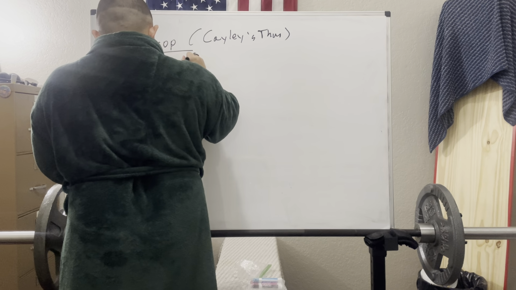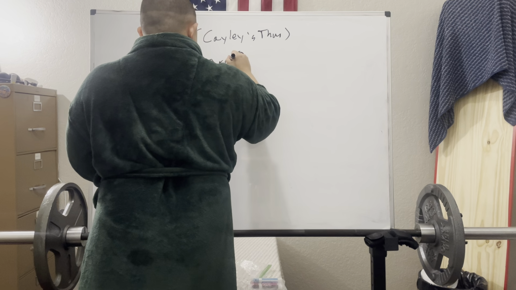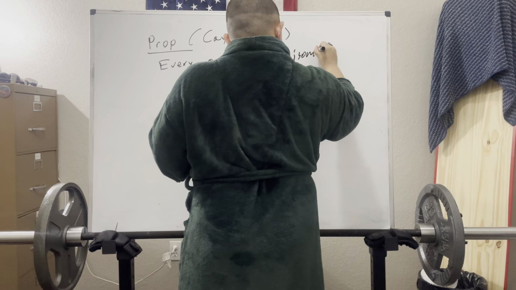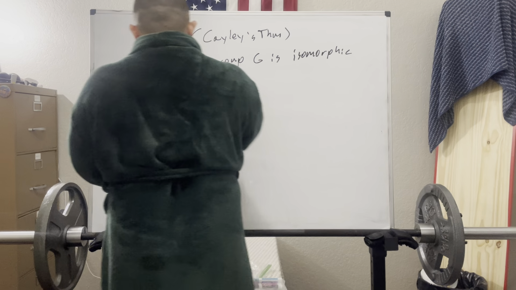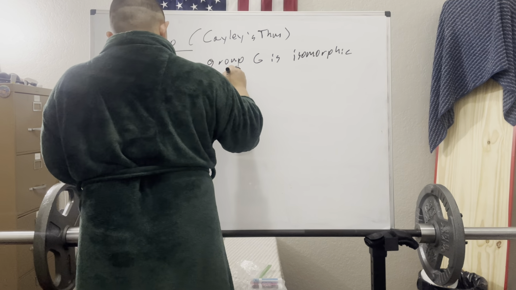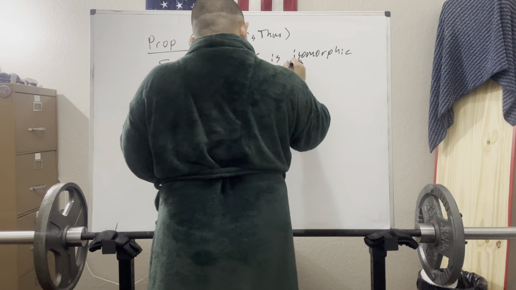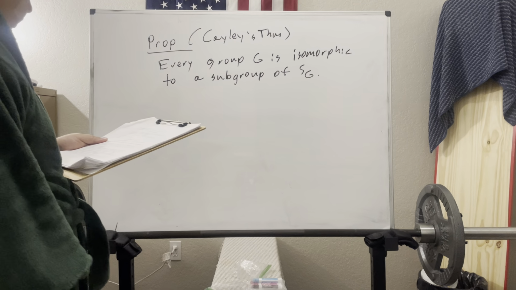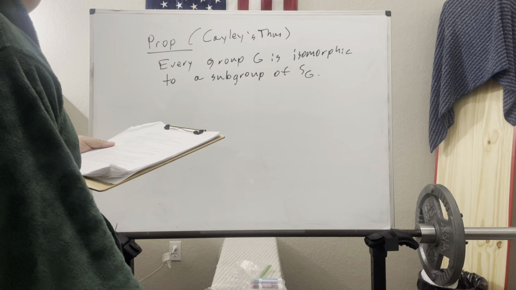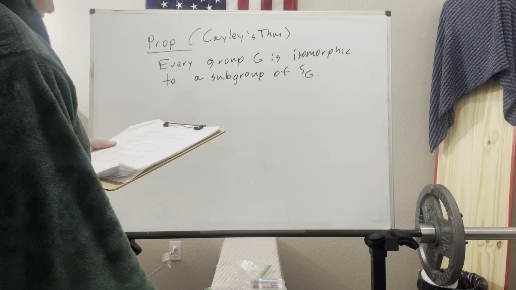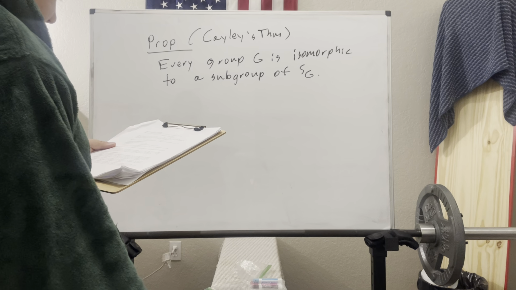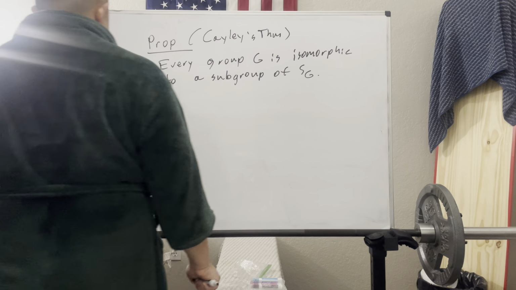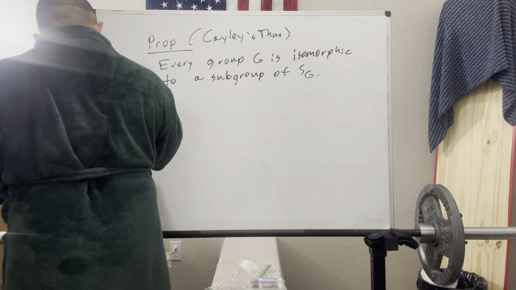So this says that every group, Cayley's theorem supposes that every group G is isomorphic to a subgroup of S sub G, the symmetric group. So let's roughly prove that.